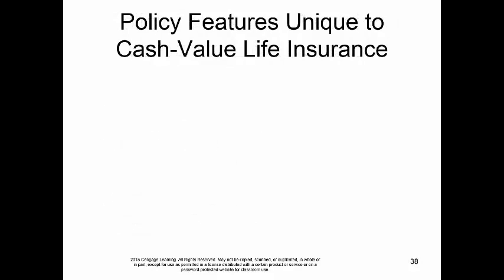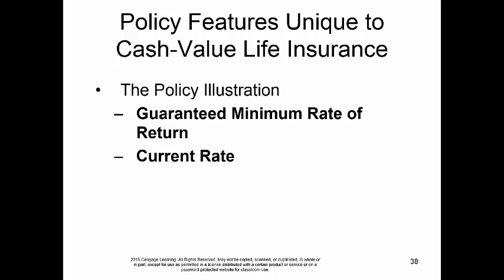Next thing is a policy illustration. The policy illustration will include the guaranteed minimum rate of return and the current rate. We'll see an example of that here in a second.